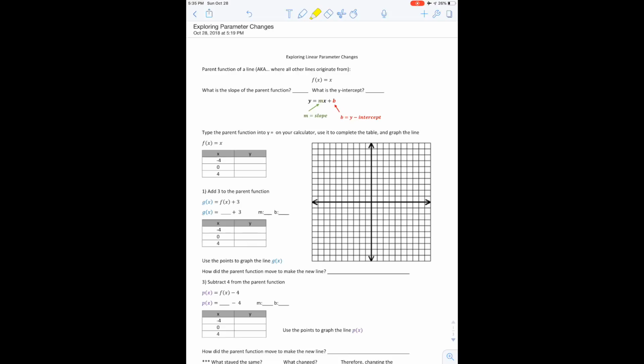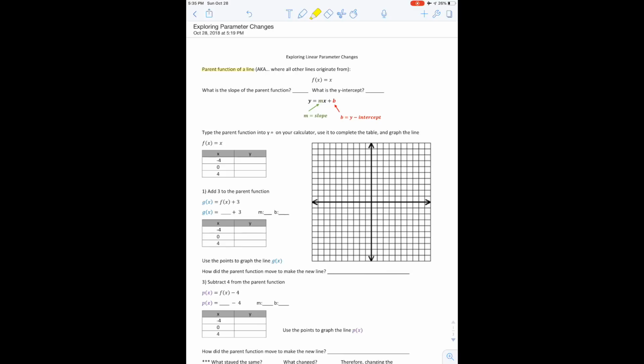To start with, in order to see how something is changing, we need to have a base point, something that we are comparing all of our new lines to. And that base point that we're going to use is the parent function for a line. The parent function just means the most basic function. It's where all the other lines originate from.